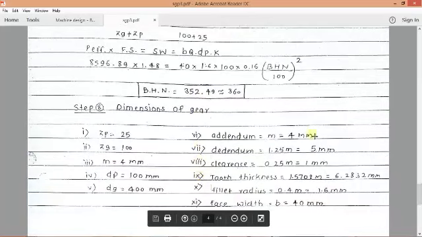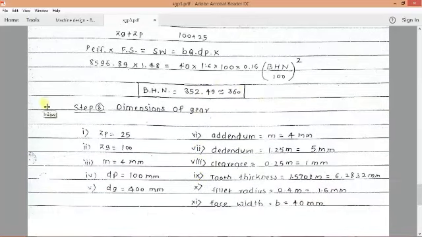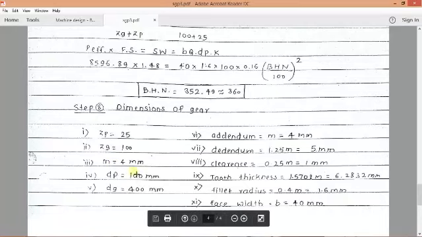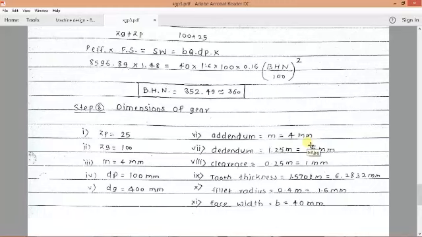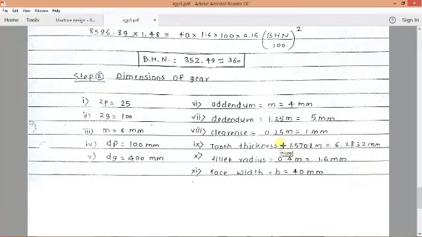Finally, we mention the dimensions of the gear which we have calculated: Zp is equal to 25, the number of teeth on the gear is 100, and the module which we have taken is 4 mm. By using the formula module is equal to dp upon number of teeth, we have calculated the diameters also. Addendum is equal to module, so it is 4 mm. Dedendum is 1.25 of the module, so we get 5 mm. Clearance is 0.25 of the module, which is 1 mm.